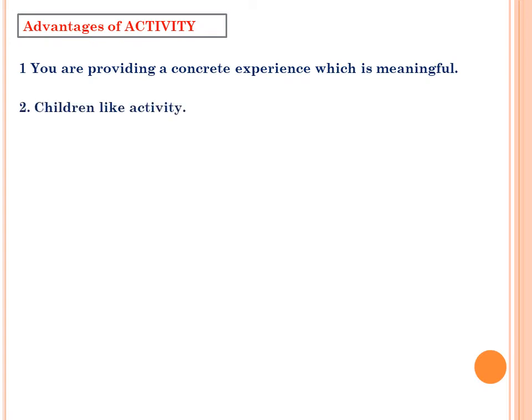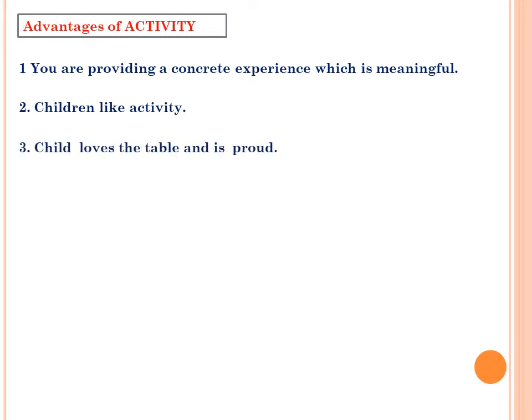This is number one. Second one is children like activity. Normally children do not have the patience to listen for a long period. That is why people are calling it child centered education. This is actually child centered. That means you must give more priority to the children to learn by engaging them in a meaningful activity. So children like activity, therefore this is good.